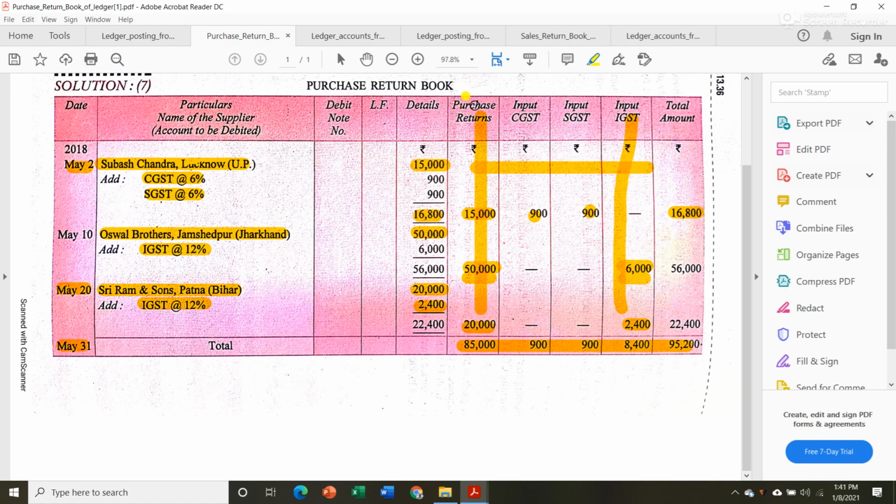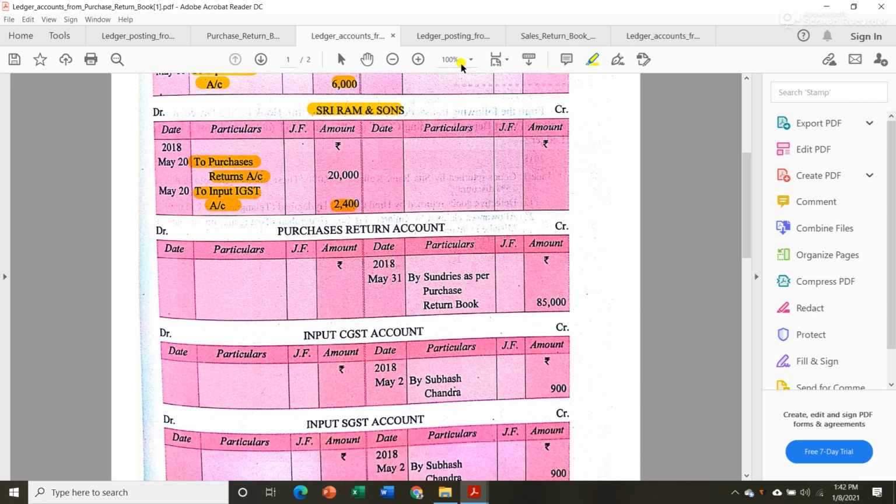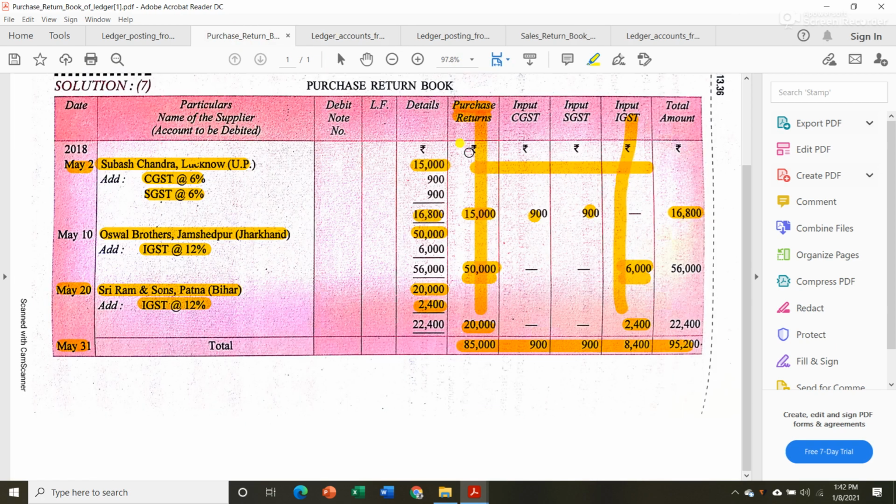Then next, the purchase return column. Okay, in our previous session we have seen that we used to prepare the purchase or sales column at last, but in this case you can do it at the start as well. So first let us see the purchase returns column. Okay, now purchase return column is here, ledger is here, then altogether we have 85,000, and we found out that total on May 31st.